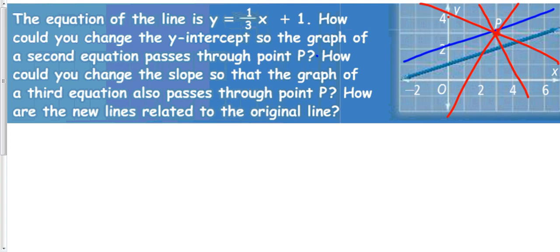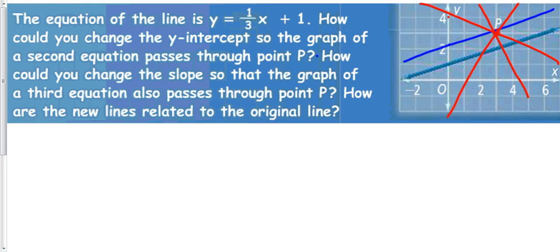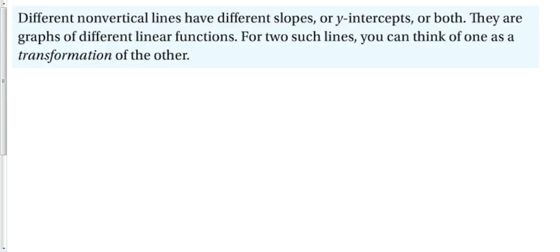We are going to change the simplest form of a line into something more complex, and with other functions as well. So what we should have gotten out of that quick problem is that different non-vertical lines have different slopes, or y-intercepts, or both, and they are graphs of different linear functions. So you can think of one as a transformation of the other. That's what we just said, right? We can think of the blue line as a transformation of the red line, or the red line as a transformation of the blue line.